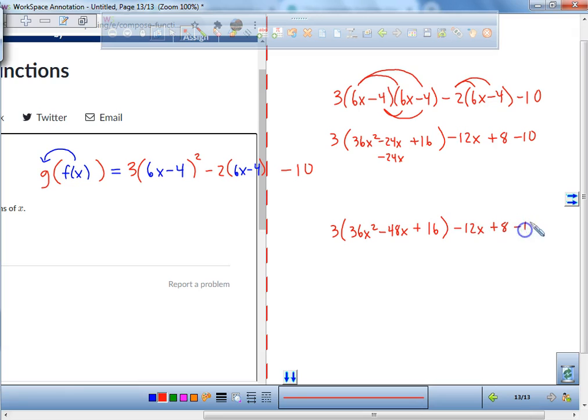And hopefully I have not made one tiny little mistake yet. Okay? So what have I done? I've done the FOIL method. We've already talked about that. Everybody at this point in your life, you should know the FOIL method. If you don't, learn it.